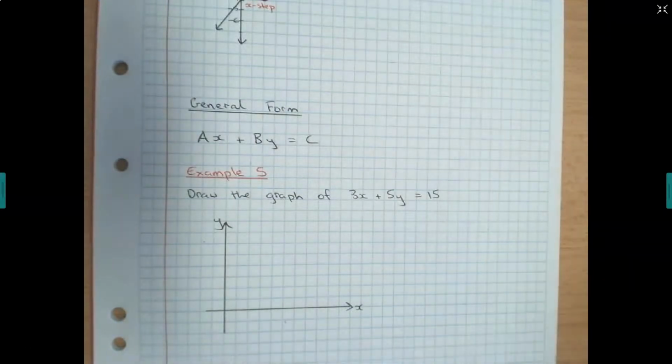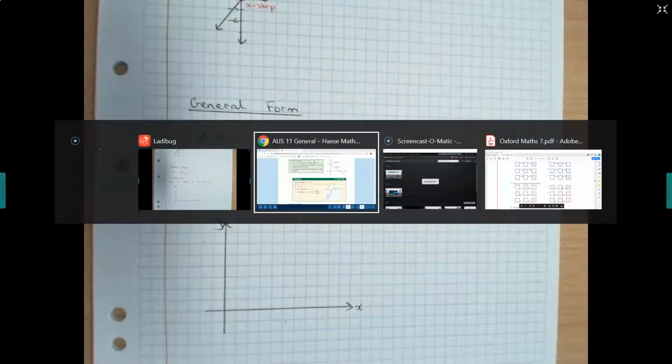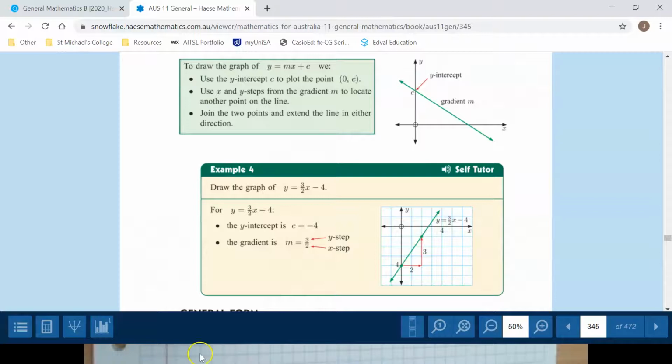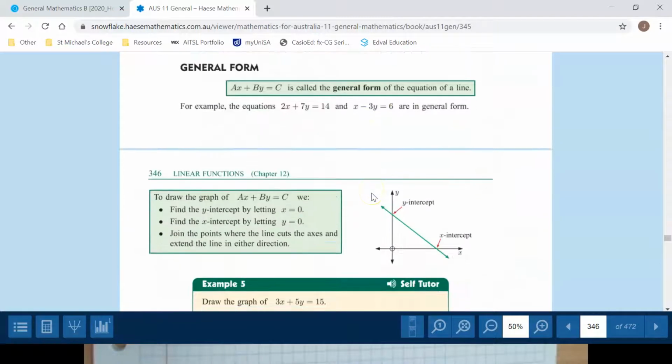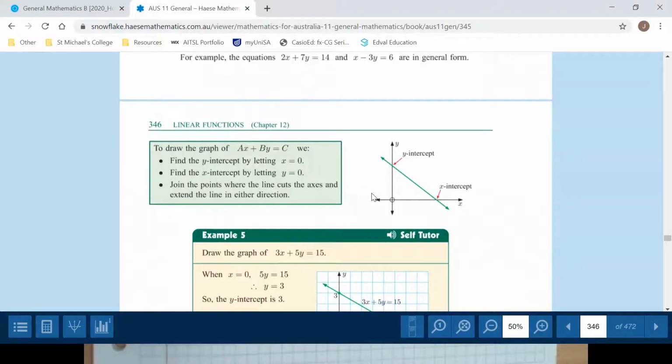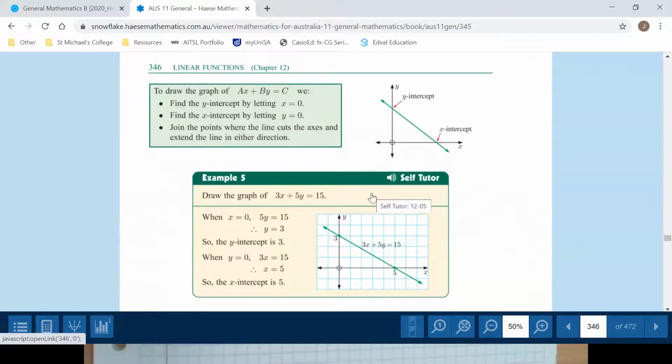Now, a little trick we can use is we can substitute values into our equation, and once we substitute values into our equation, we can find values that can be plotted. So if we want to find the y-intercept, we know that the y-intercept will always occur when our x value is equal to 0, and our x-intercept will occur when our y value is equal to 0.